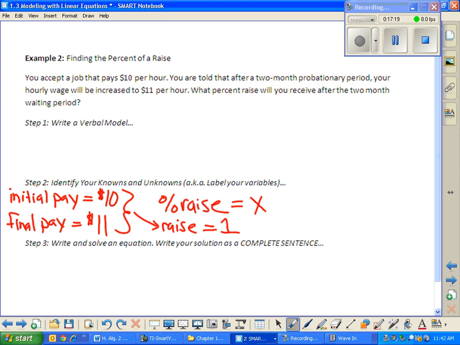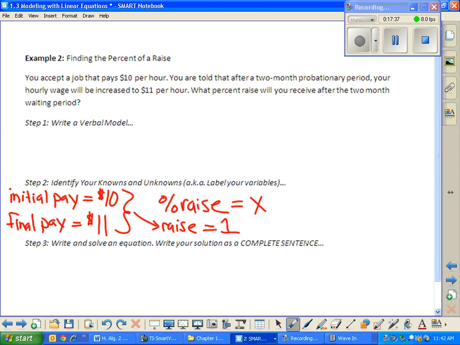So right now I have 4 pieces of information up there. And what I want you to do right now, you're going to do this part, is just write the verbal model that would help you write an equation. So you're going to do step 1 right now.